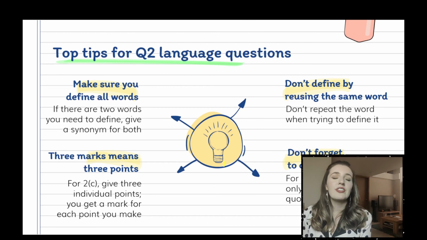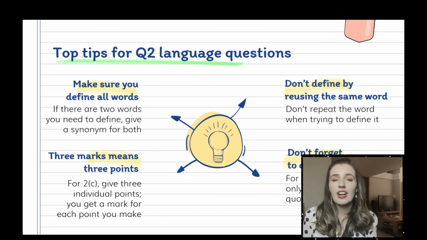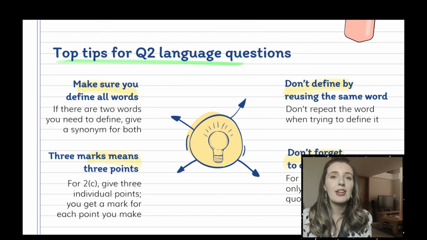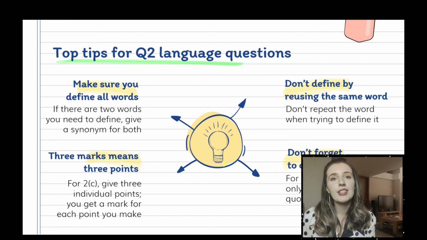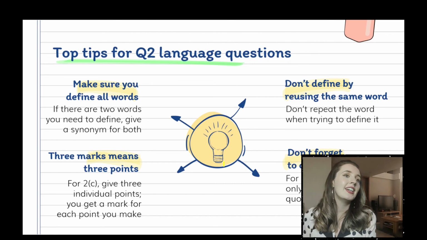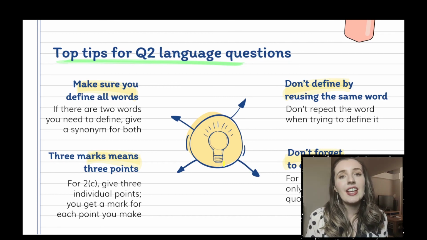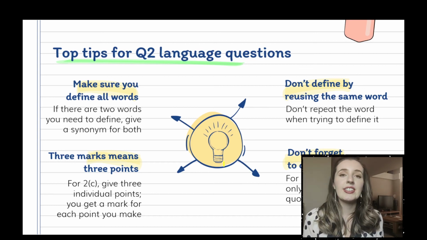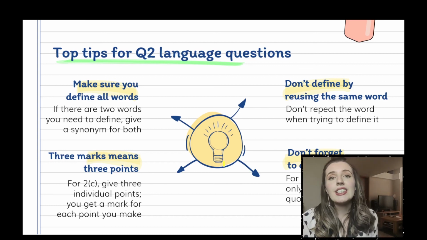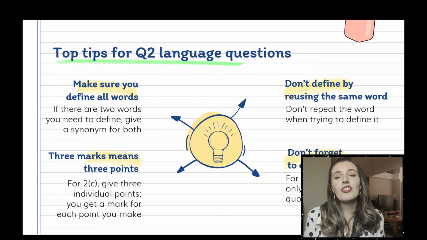Make sure you define all of the words. So if you're asked to define a phrase with 2 words in it, make sure your definition covers both of those 2 words. Remember that 3 marks means 3 different points for question 2C. Make sure you're giving 3 separate points in order to achieve the full 3 marks. Don't define a word by reusing the same word in your definition. So don't say that increasingly shows that something increases. Make sure you say a completely new word in your definition. And don't forget in question 2C to include a quote, and that should use speech marks.